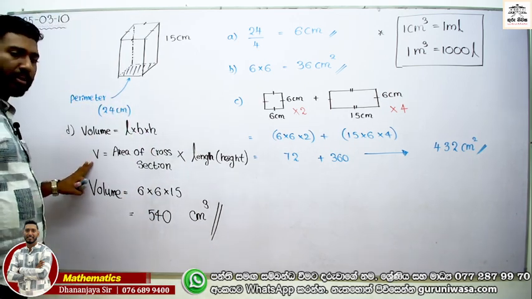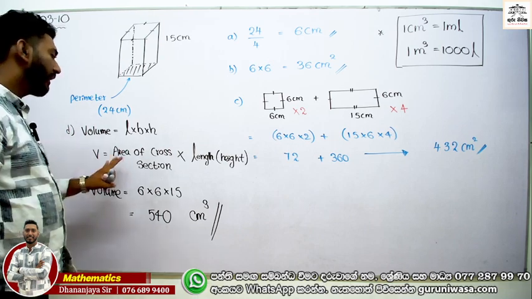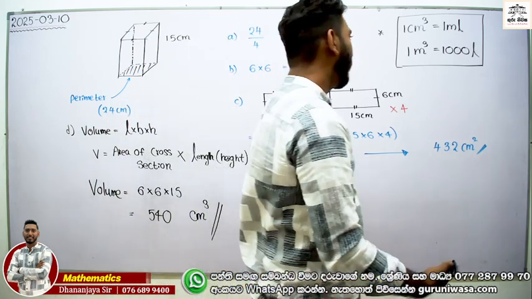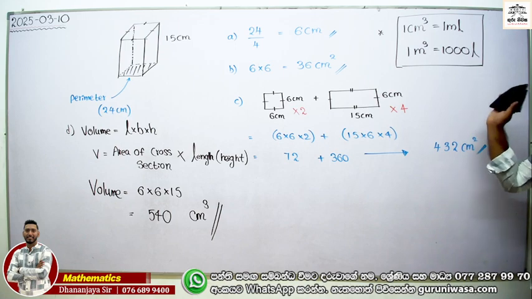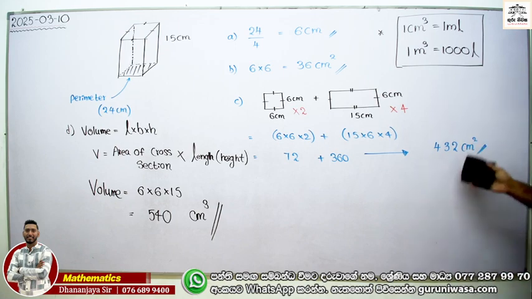You must remember these. Volume is equal to the area of the cross section multiplied by length, 1 cubic centimeter is equal to 1 milliliter, and 1 cubic meter is equal to 1000 liters, right?